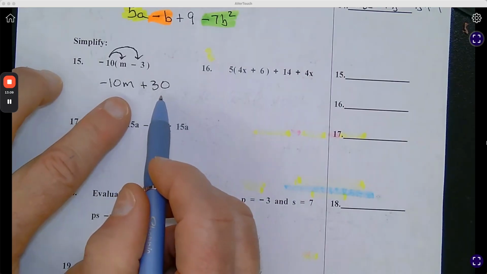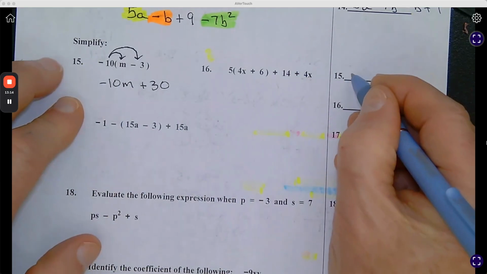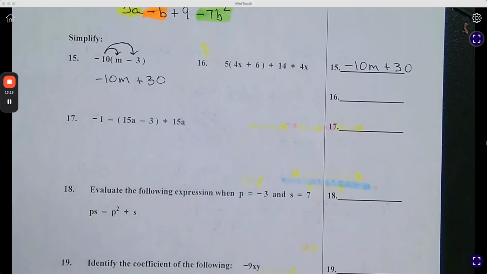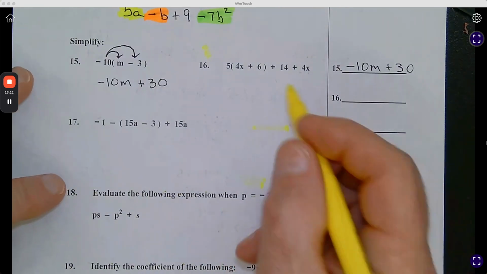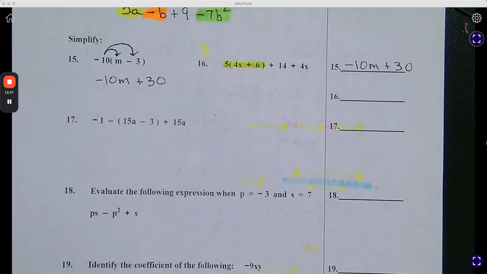Those are not like terms because that has an m and that doesn't. Remember, your variable term always comes first. Constant last. All right, let's do the next one. I got to do the order of operations because it's a variable expression. There's no equal symbol, so that's what makes it an expression.